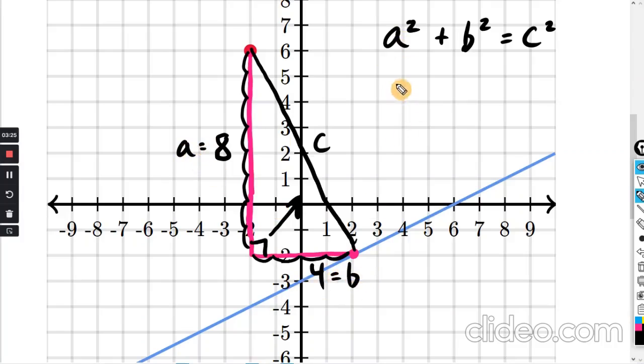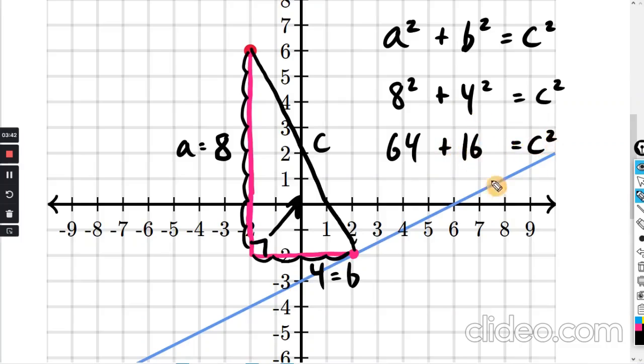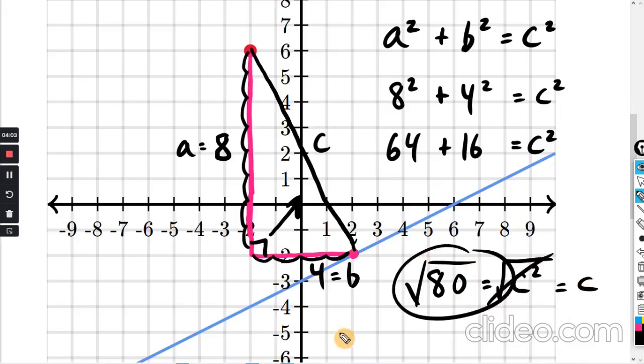So a squared is 8 squared. b squared is 4 squared. And that equals c squared. 8 squared is 64. 4 squared is 16. And that equals c squared. 64 plus 16 is just 80. And that equals c squared. Solving for c, the opposite of squaring something is to take the square root. The square root of c squared is just c. And c equals radical 80. So that's the distance between the two points.